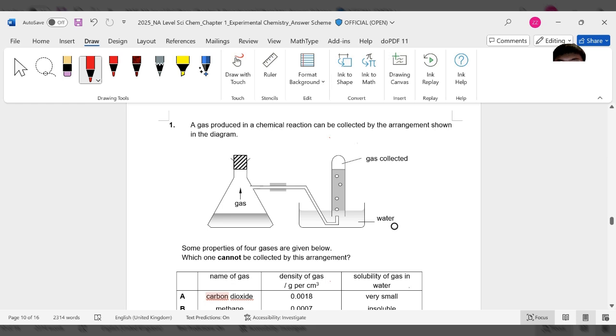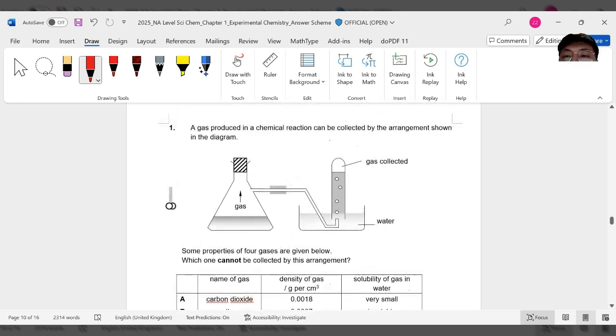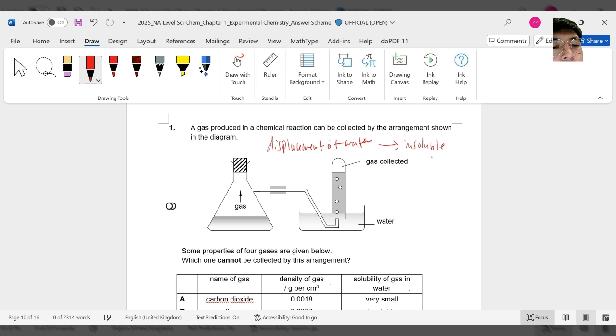Let's continue. Question one. The first thing I want to ask you all is which method of gas collection this is. You can pause the video and think about it. This is displacement of water, and we use displacement of water only for insoluble gases. As long as it's soluble, I cannot use this.